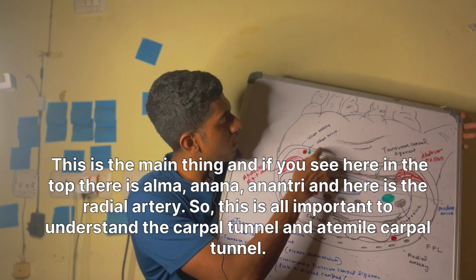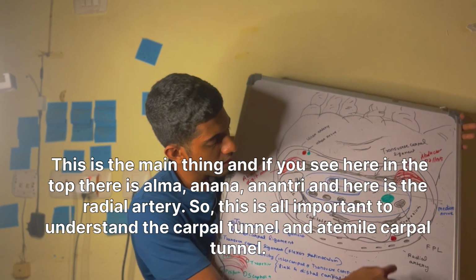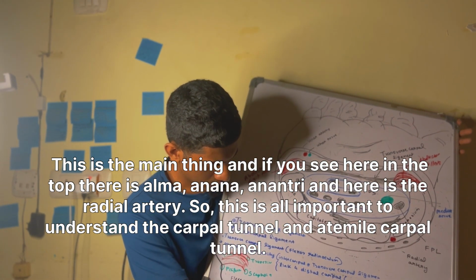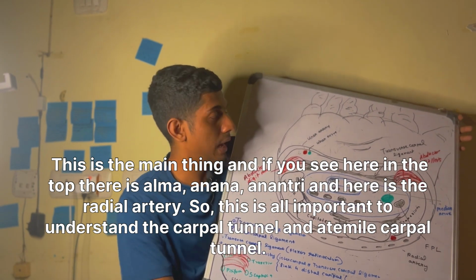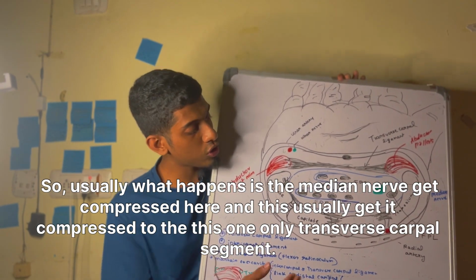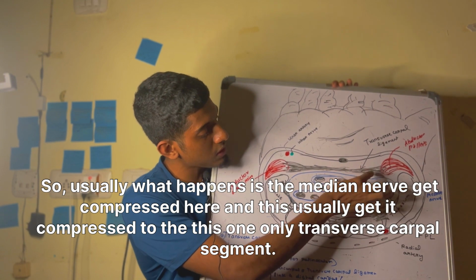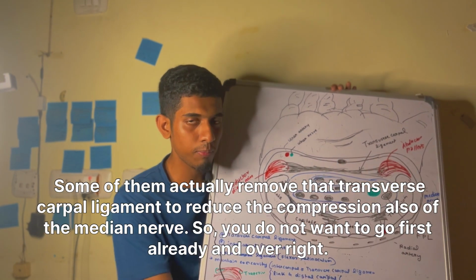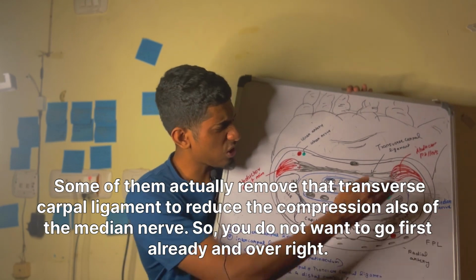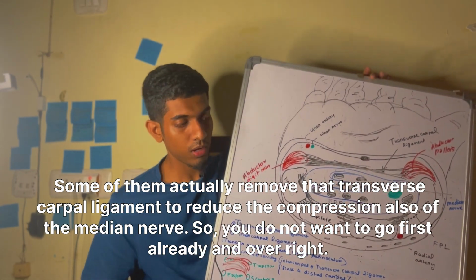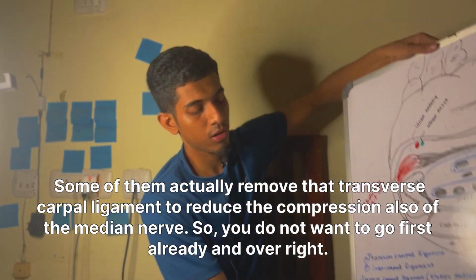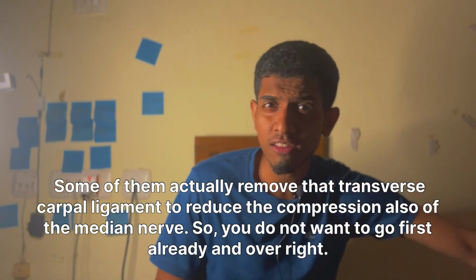And if you see here in the top, there is the ulnar nerve and ulnar artery, and here is the radial artery. So this is so important to understand the carpal tunnel anatomy. So usually what happens is the median nerve gets compressed here, against the transverse carpal ligament. Some surgeons actually remove that transverse carpal ligament to reduce the compression of the median nerve. So you don't want to go for surgery and all, right?